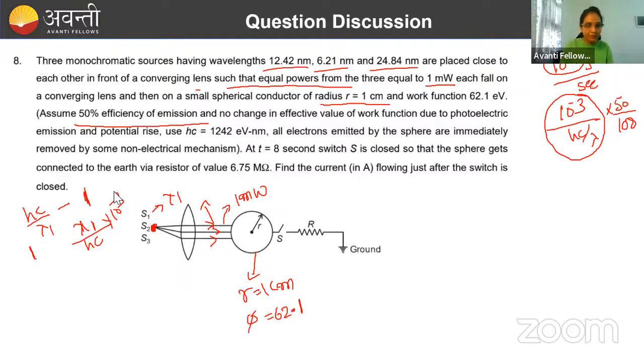और क्या बोल रहा है? No change in effective value of work function due to photoelectric emission and potential rise. What is the meaning of this? Meaning of this is that कि यहाँ पे जो आपका स्फीयर है ना, इस पे लाइट फॉल किया, ठीक है? सपोज करो एक इलेक्ट्रॉन बाहर निकल गया. अब एक इलेक्ट्रॉन जब बाहर निकला, तो दिस स्फीयर हैज अ चार्ज ऑफ प्लस ई इलेक्ट्रॉन, है ना?